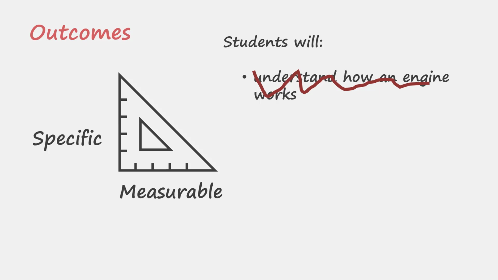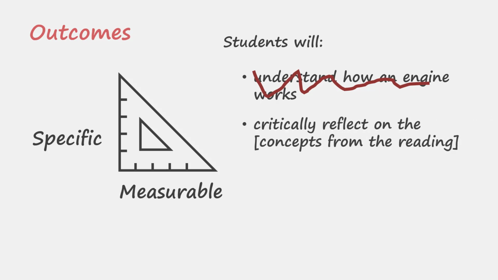Let's take a look at another outcome. Students will critically reflect on certain concepts from the reading. First and foremost, I'm going to scratch out that word critically because it really has no meaning. And if it does have meaning, then you should describe the meaning. What does it mean to critically reflect? So I'm going to say students will reflect on certain concepts of the reading. And I think that I want to dive further into that. I think that we can write that better.